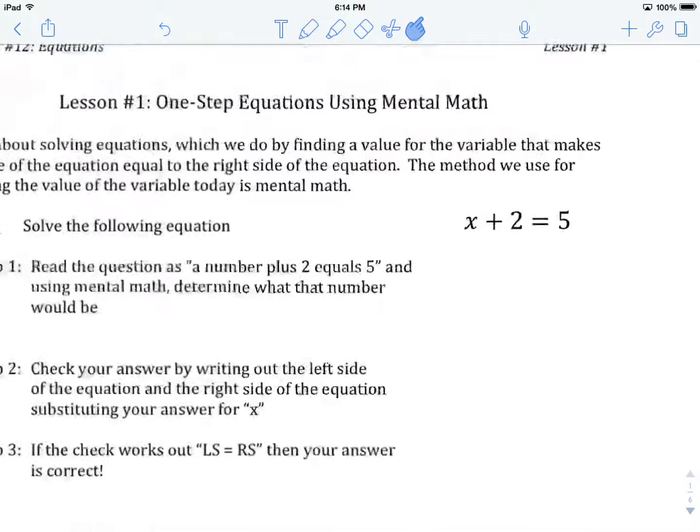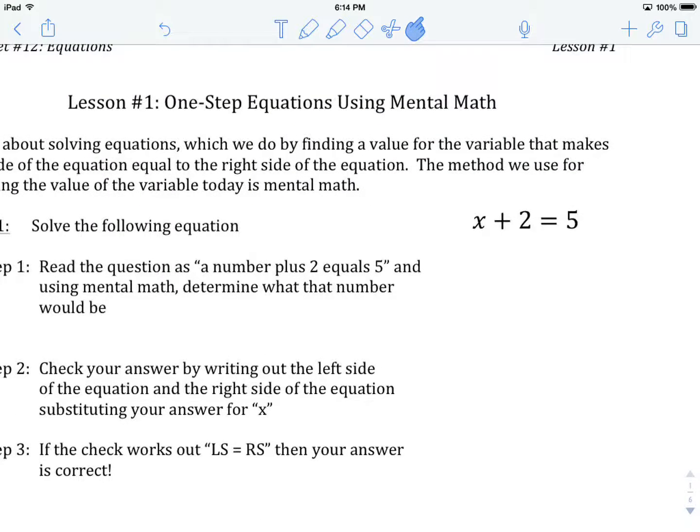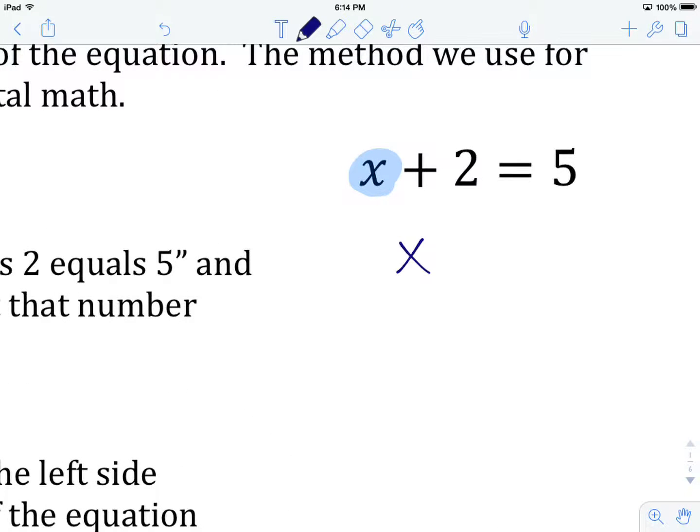So when we read this question, what we want to be thinking is there's my variable x, and that x is a number whose value we don't know. But there will be one value for x that when we add it to 2 will give us 5. So we read this as a number plus 2 equals 5. So what number, if when I added 2 to it, would end up with 5? And if we think about that for a second, we realize that the value for x that we would add to 2 to equal 5 would be 3.